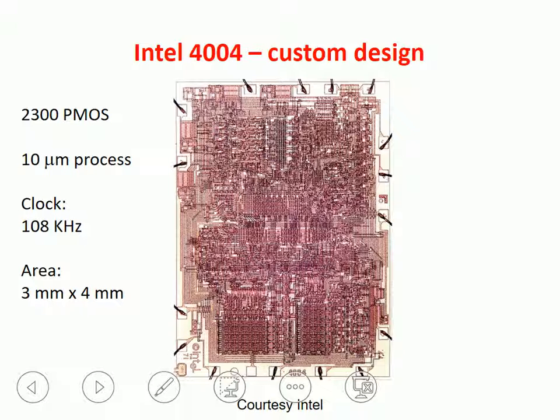It contained a little bit more than 2000 PMOS with a 10 micron process. So if you look at this, the total area is 4 millimeters by 3 millimeters, and if you look at the image of the chip, it is pretty clear that it is made ad hoc. Actually it was designed by hand, transistor by transistor, on a large sheet of paper. Okay, this is something that could be done at the time. There are some regular structures, but they are quite limited.